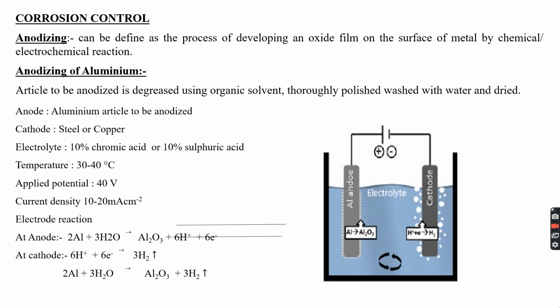So anodizing we usually define as the process of developing an oxide film on the surface of the metal by chemical or electrochemical reaction. It is just that we convert a metal into a metal oxide. It is a process of developing an oxide layer over the surface of the metal. Here we are not introducing any other metal. We convert the surface metal into the metal oxide by chemical or electrochemical reaction. Now I consider particularly the anodizing of aluminium, that is, the conversion of aluminium into aluminium oxide, called anodizing of aluminium.